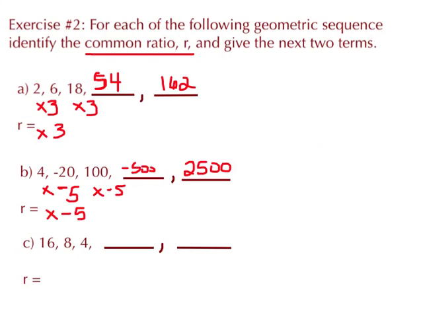C gets a little tricky. I went from 16 to 8 to 4. Well, what am I doing? It looks like I'm cutting them in half. So we could say that we're dividing by 2. What's another way of saying divided by 2? I can say it as multiply by 1/2, or 0.5. So what's 4 times 1/2? Well, half of 4 gives me 2. 2 times 1/2 gives me 1. So my common ratio is multiplying by 1/2. My r is times 1/2, or 1/2.